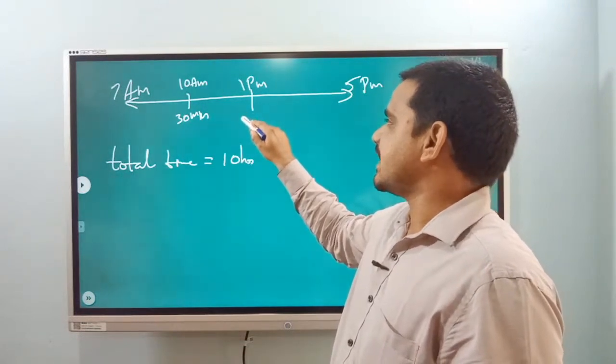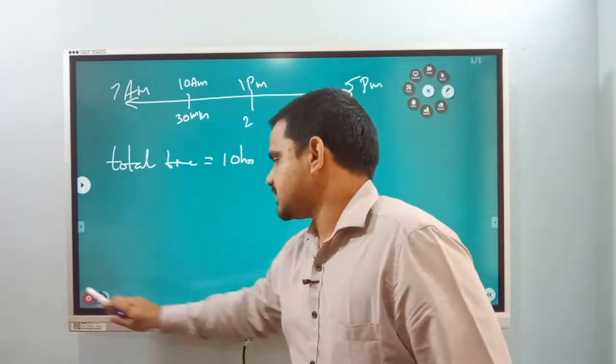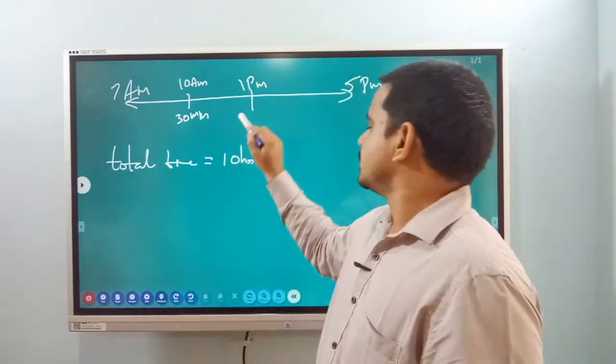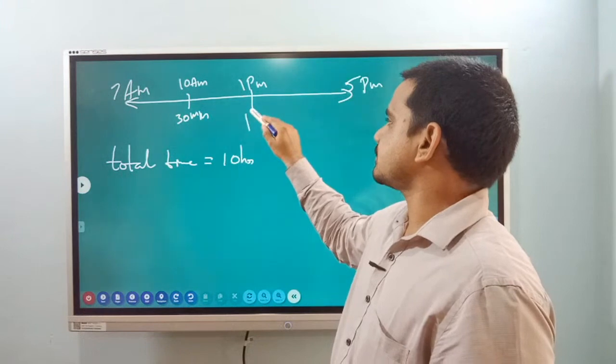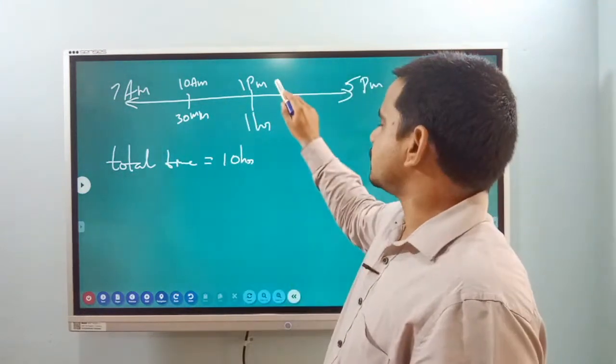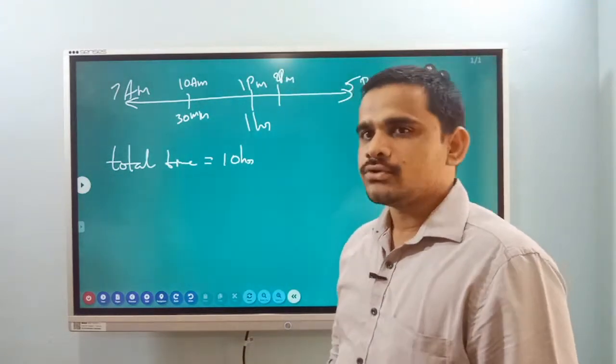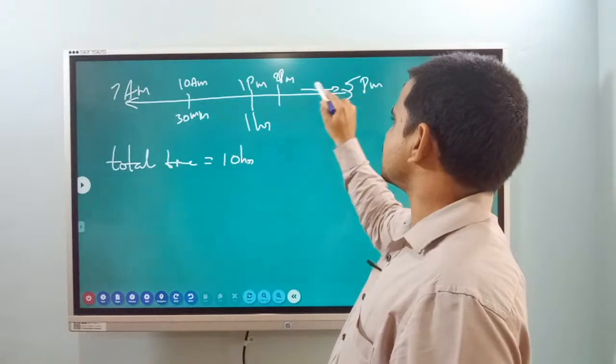Okay, so you stopped here and waited for 1 hour. How much did you wait here? 1 hour. Means you again started your journey at 2 p.m. and reached the destination.